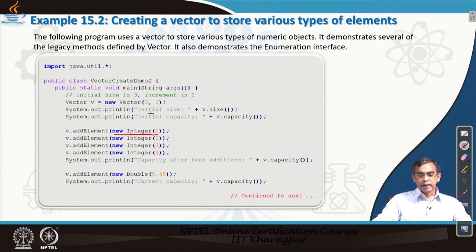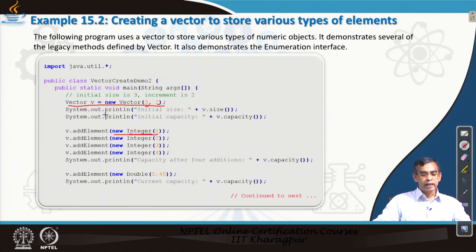Okay, fine. Now let us see how we create a vector in this example using the third constructor that we have discussed. As you see, we have used two arguments. The first argument is the size and the second argument is the increment. That means, initially the vector has size 3 and the increment is 2. So, each time the vector is full, it will automatically grow by 2.